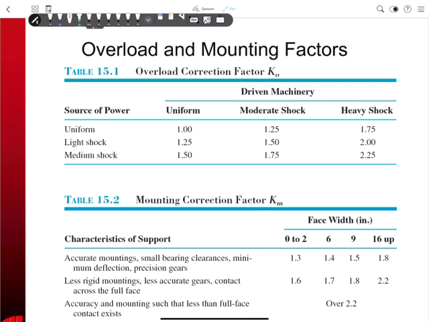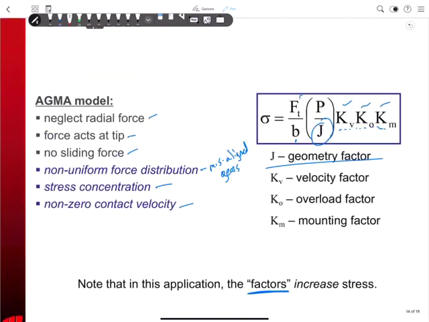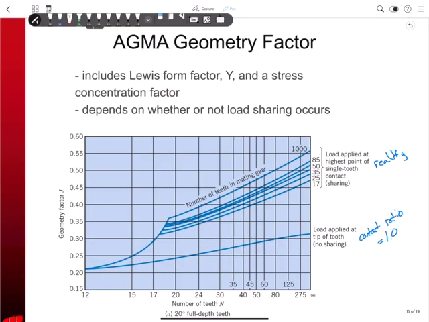Overload and mounting factors, right? So this is basically the alignment of gears. And that means, along the face width, are they sharing very nicely, right? So if I do a really nice job here, precision gears, small bearing clearances, and so on, small face width, pretty low, right? But even the lowest I go is 1.3. What does that do? Oh, 1.3 means that's a 30% increase in my effective stress, even if it's the best I can do. That's interesting.